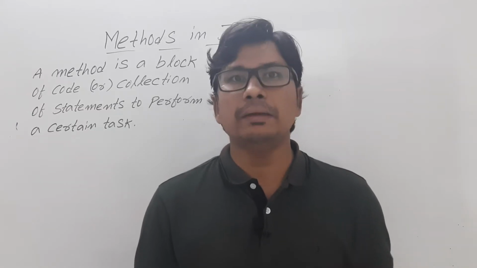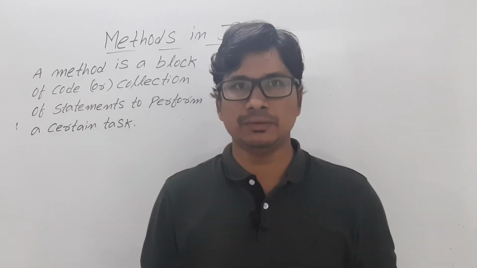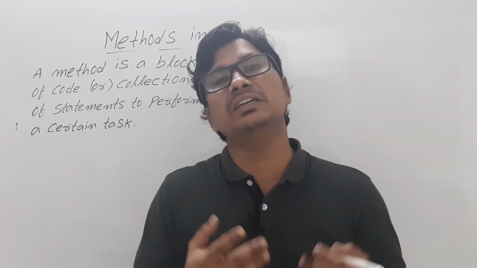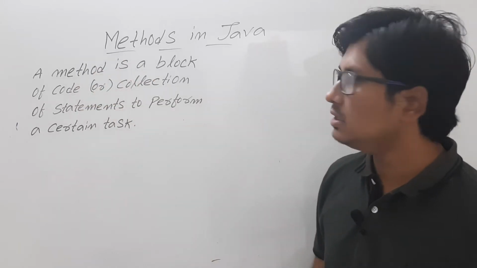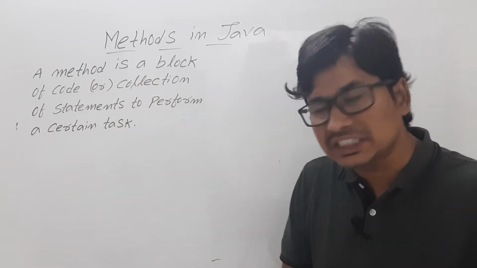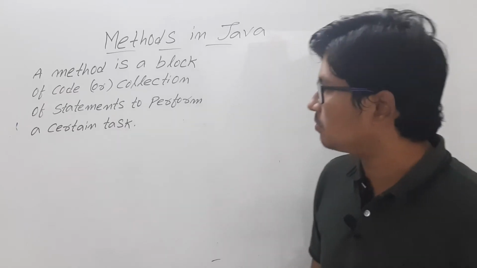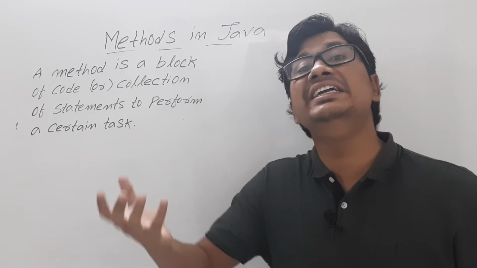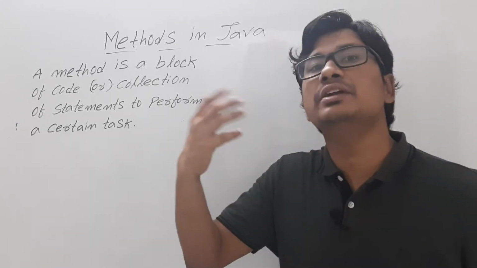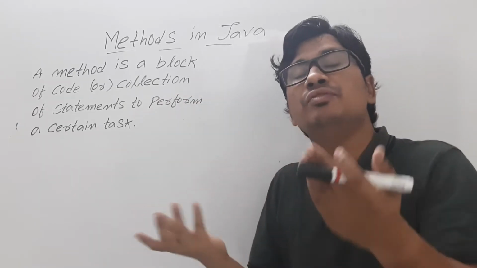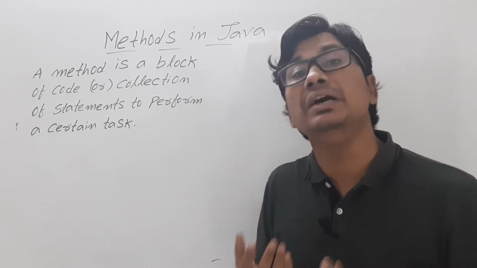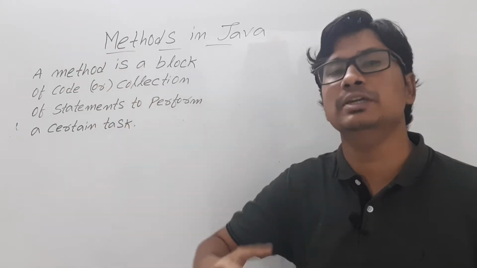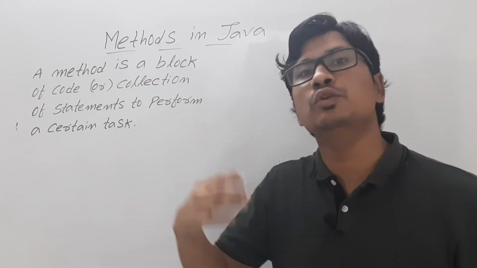What is a method? A method is a block of statements or a collection of statements which are executed to perform a certain task. You have written a method to perform the addition of two numbers. You have written a method to compute the length of a string. All these things are methods. In a method, you will have a body. In that body, you will write all the statements which you want to execute when you call the method.